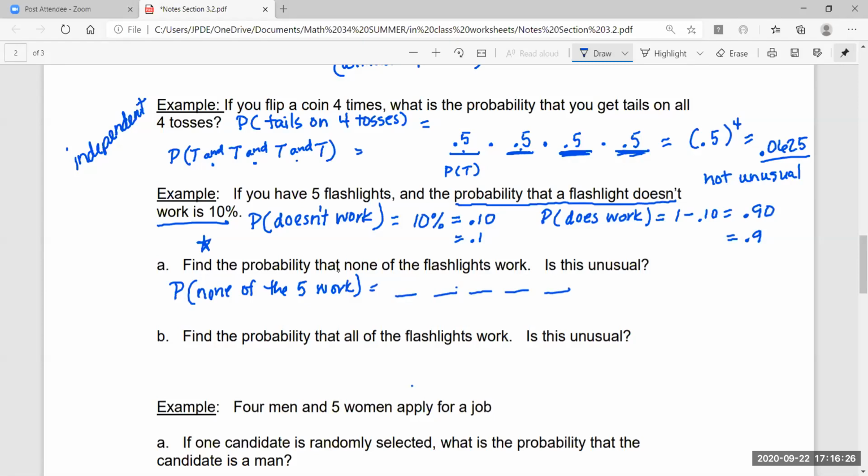And again, I think of it as filling in those 5 blanks. What's the probability that this one doesn't work? 0.1. And grab a second flashlight. This one doesn't work. They are independent because this flashlight doesn't know what's going on with the other one, right? Just like the coins. This one doesn't work, and this one doesn't work, and this one doesn't work. You know what? I'm going to do my multiplication that way because I was getting too many dots in there. So this will be 0.1 to the 5th.